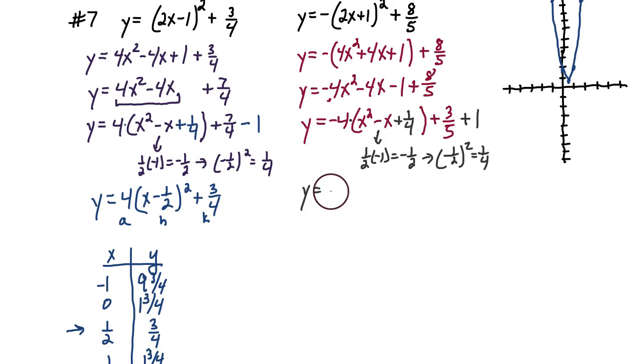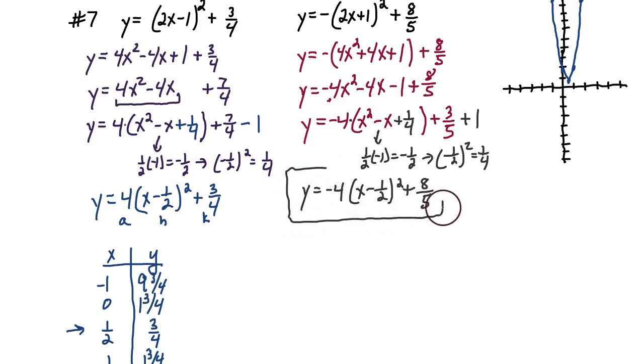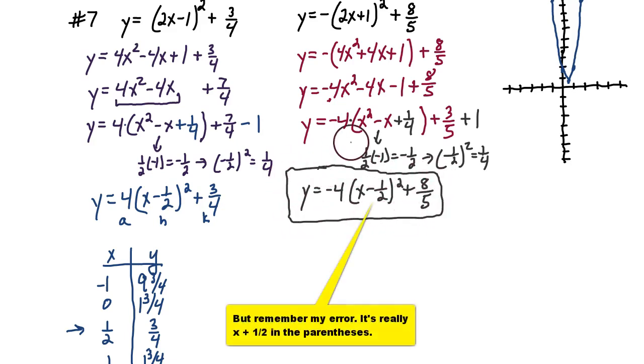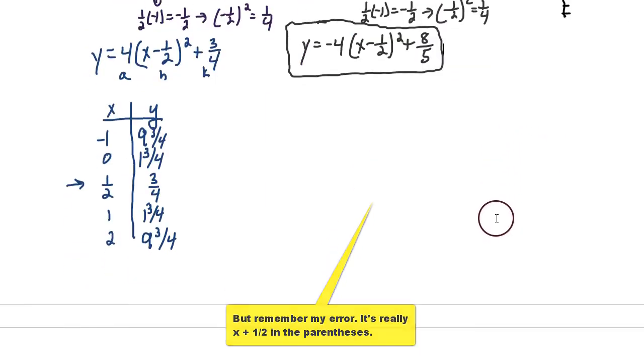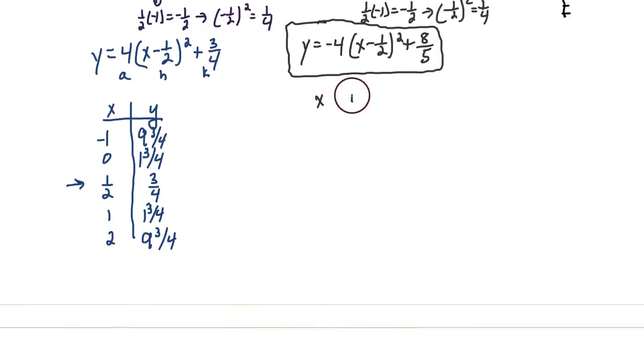Now I'm going to rewrite this in factored form. Negative 4 times x minus a half squared plus 8/5. This equation is vertex form. Now make the xy table that goes with that. The vertex is 1/2, comma 8/5. A number to the left of a half would be 0, then negative 1. And over here, how about 1 and 2?